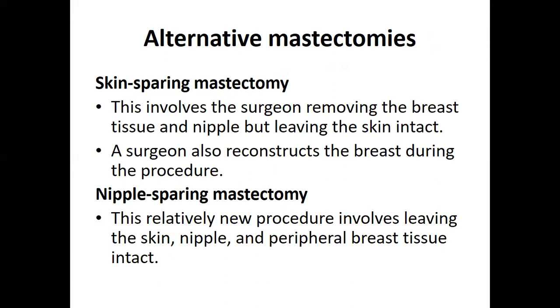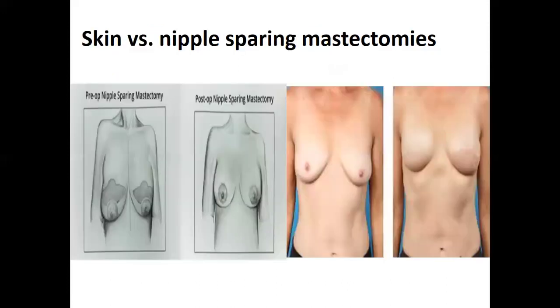Alternative mastectomies are also done, which are referred to as skin sparing. Skin sparing mastectomies involve the surgeon removing the breast tissue and nipple, but leaving the skin intact. A surgeon also reconstructs the breast during this procedure so that at least there is some breast that remains. Nipple sparing mastectomy is relatively new and involves leaving the skin, nipple, and peripheral breast tissue intact.